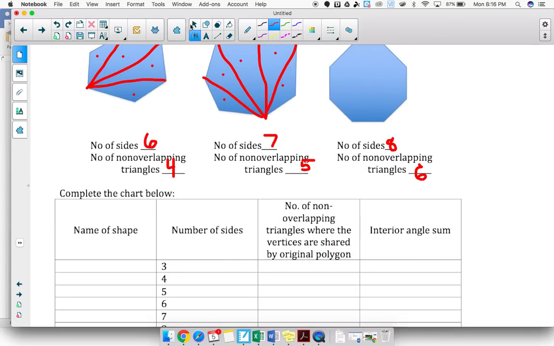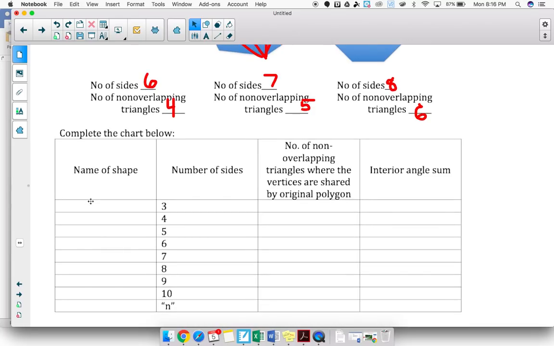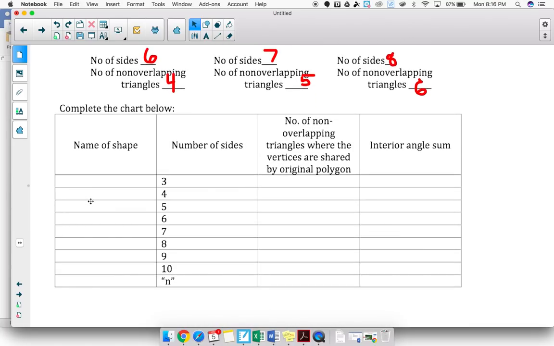Okay, so let's talk about the names of these shapes. At the high school level, it is pretty much expected that you have these names memorized. I'll tell you that right now. So just kind of be aware that I'll expect this to be memorized.